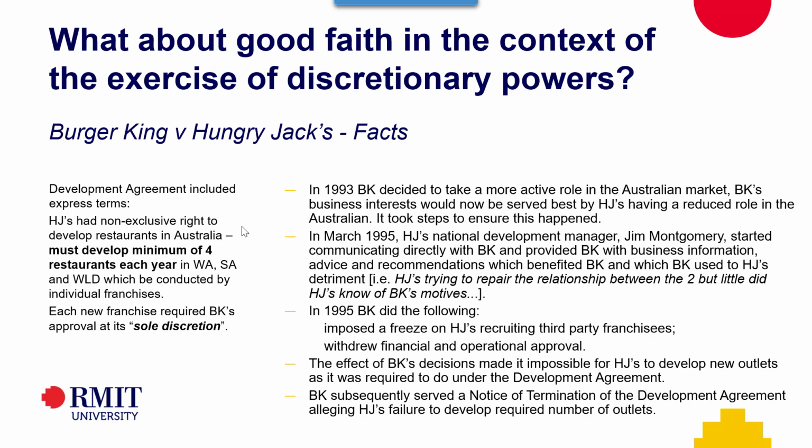So basically it was a bit of a fraught relationship. By 1993, Burger King decided that they were going to take a much more active role in what was happening in Australia, and ultimately by March 1995 they were effectively saying they were just not approving franchisees. So they're exercising their discretion outright.